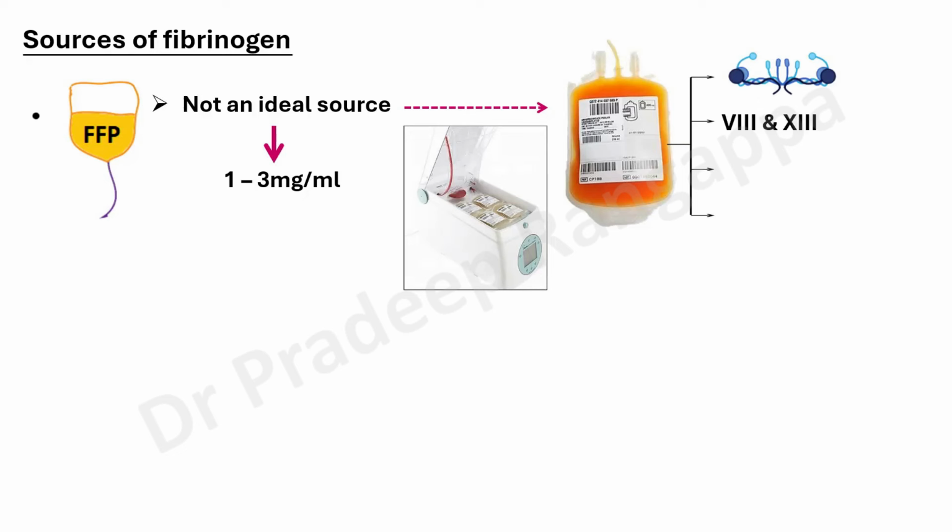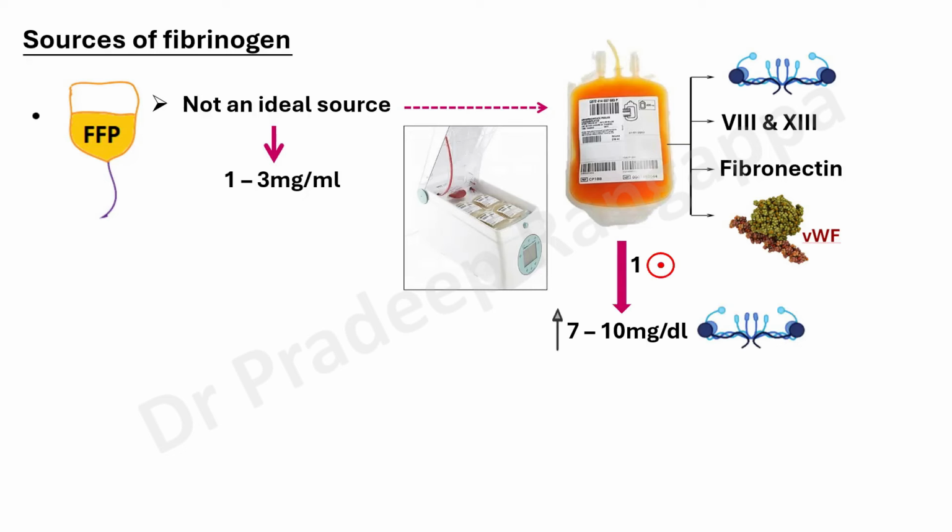Then you have, along with fibrinogen, factor 8 and factor 13. Then there is also fibronectin. And most interestingly, the cryoprecipitate also has von Willebrand factor. So these are the constituents of cryoprecipitate, which I think every trainee should have clarity on. When you administer cryoprecipitate, you are administering fibrinogen, factor 8, factor 13, fibronectin, and von Willebrand factor. And this is also very important.